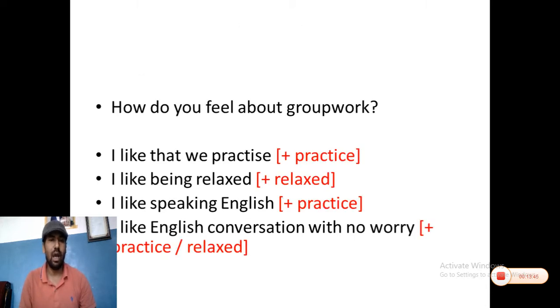And next again, you can see how do you feel about group work. So the 4 responses can be quoted with the key words. For example, first one, I like that we practice. So you can just mention the keyword there, practice. I like being relaxed. Second keyword, relaxed. I like speaking English. Practice again. I like English conversation with no worry. So practice plus relaxed. So there, you can see the coding.